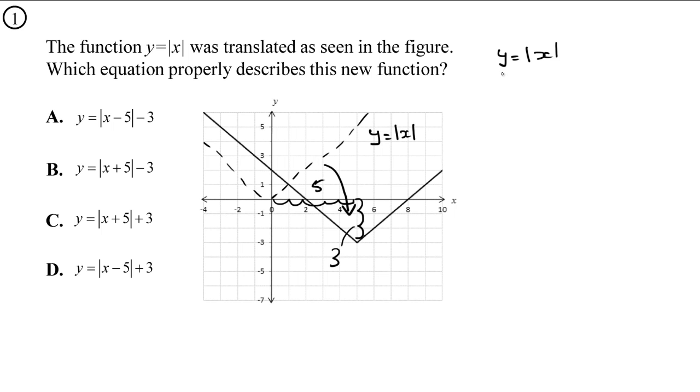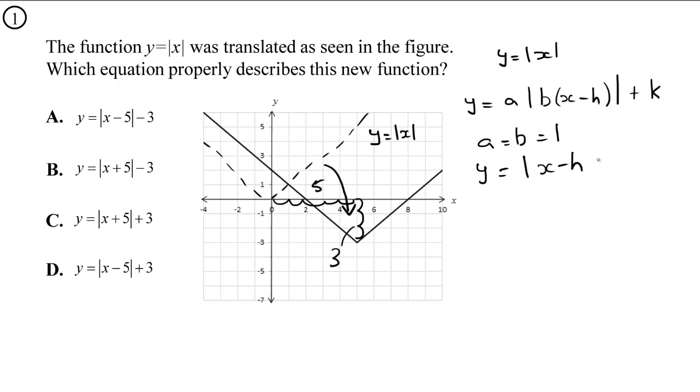So we can put our original function, y equals absolute value of x, into a general form that looks like y equals a absolute value b times x minus h plus k. So this is the general form that can describe any transformations, and we know that a and b are both equal to 1 because there's no horizontal or vertical stretches. So we're just left with the absolute value of x minus h plus k.